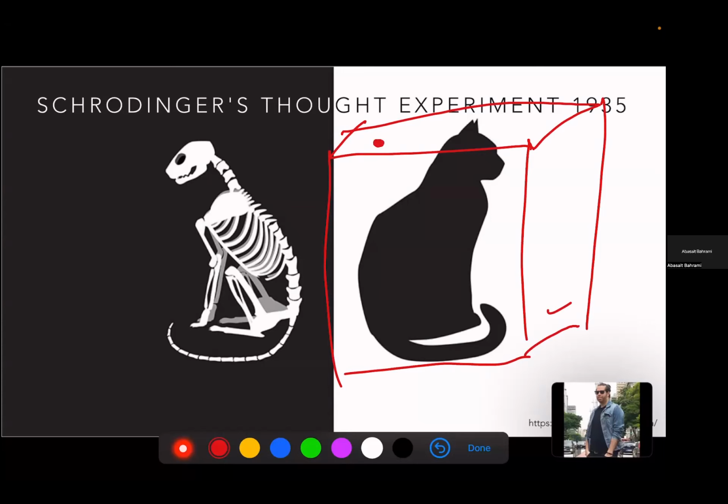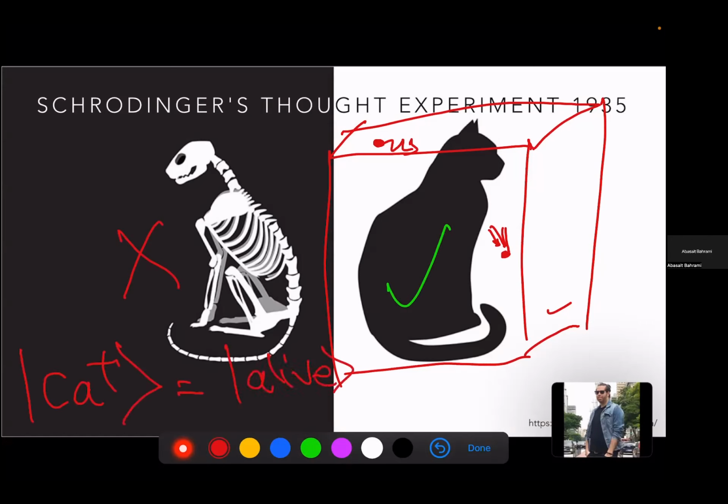And then there is a radioactive atom. Once it radiates, there is a detector, and then this detector shoots some venom or gas that kills the cat. Okay. Now the question is, considering the whole situation, if I ask you if the cat is alive or dead, what will be your answer? Some of you might answer that the cat is alive. Some of you might answer that the cat is dead. But actually, the state of the cat can be both alive, 50%, plus 50% dead.